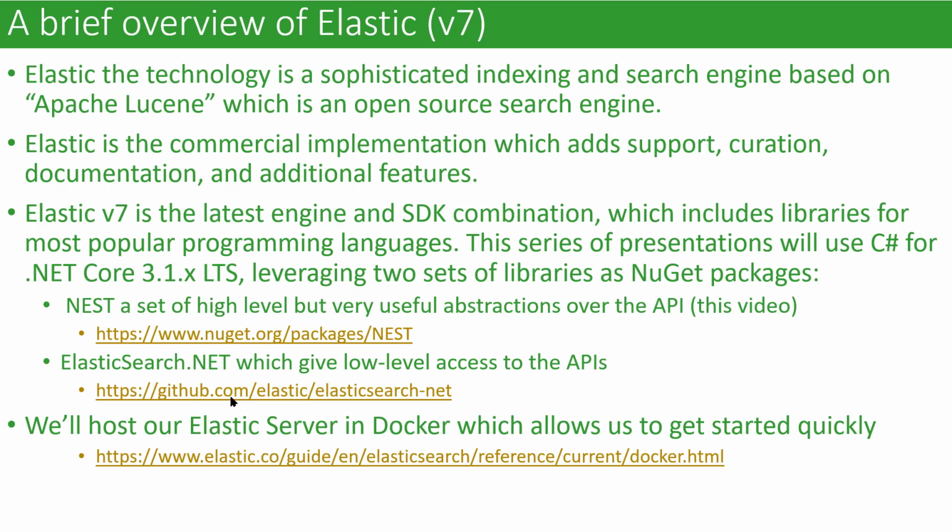And in this set of videos, I'm a .NET developer. I love C#, so they're all going to be built on .NET Core 3.1 LTS. And we're going to use two library packages, one called NEST, which we're going to show you in this video, which is a set of high-level abstractions over searching in general, and then Elasticsearch.net, which gives you access to the low-level APIs.